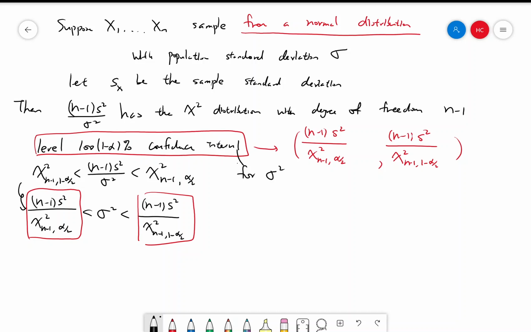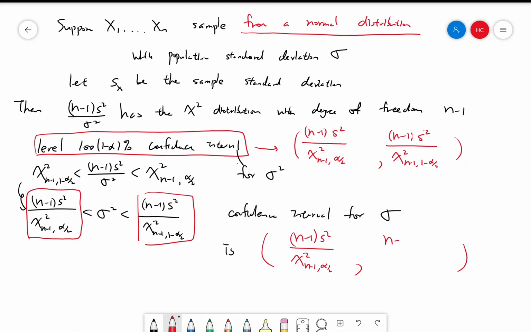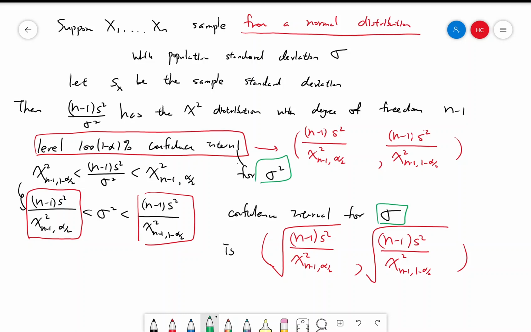And if we want the confidence interval for sigma, all we need is to take the square root on both sides. So it's pretty much the same thing, with the square root on both sides. This is the formula for the confidence interval for variances and for standard deviation. All right, so let's do an example.